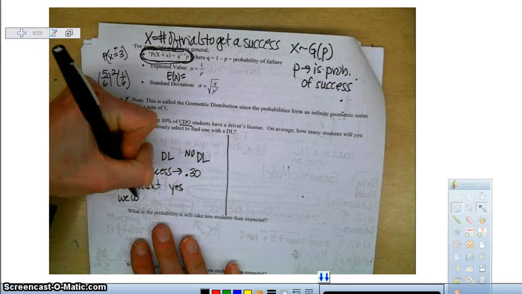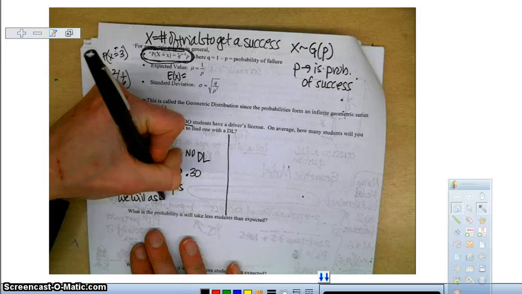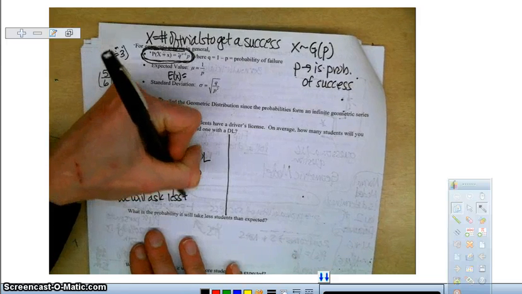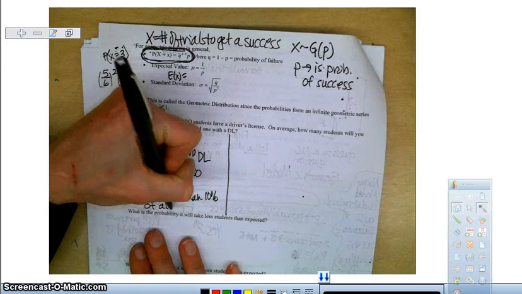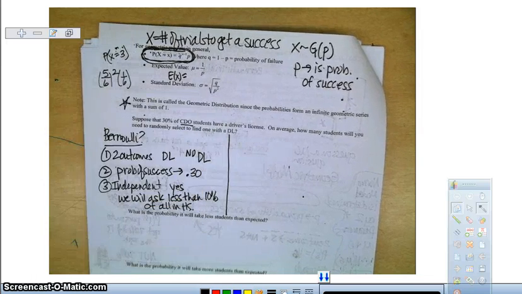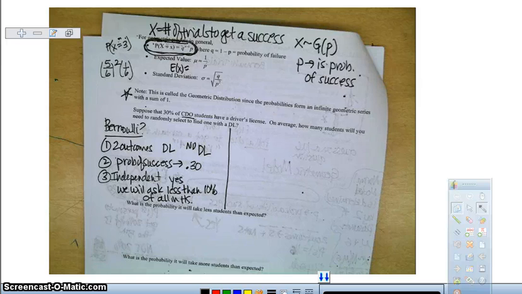We will ask less than 10% of all in high school. Okay. So again, that goes back to that rule on the first page under number 3. Okay, so it's Bernoulli, we know that.